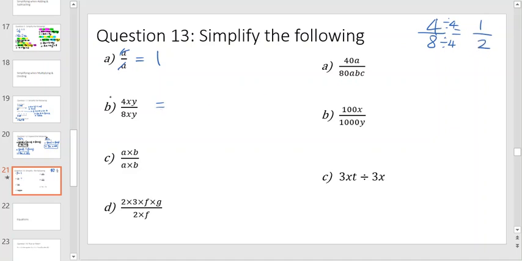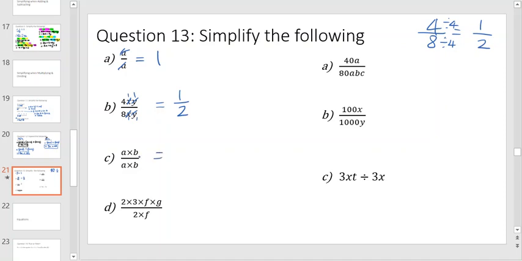So numbers in fraction form, we simplify as normal. And then the variables, we just cross them off if we can simplify them. x and x, there's one x on top, 1 on the bottom. That becomes a 1. There's one y on top, 1 on the bottom. That becomes a 1. So all I'm left with is 1 over 2, a half.